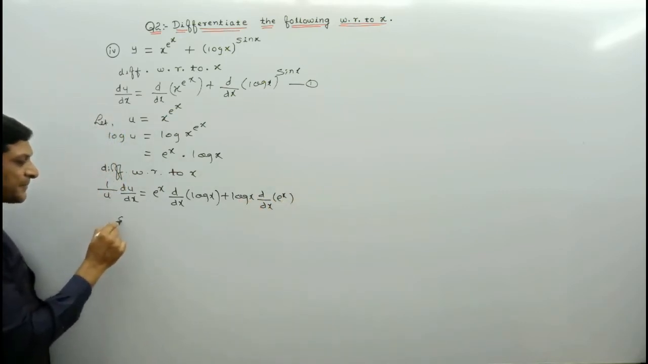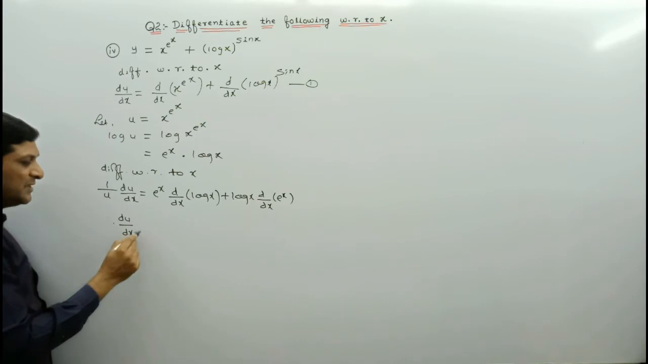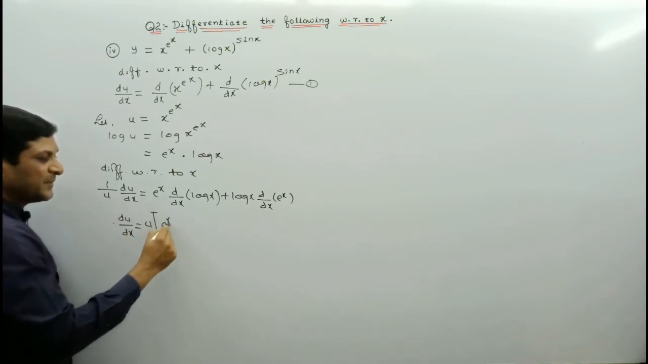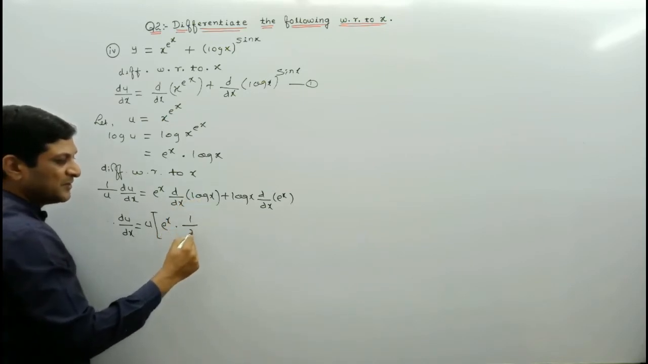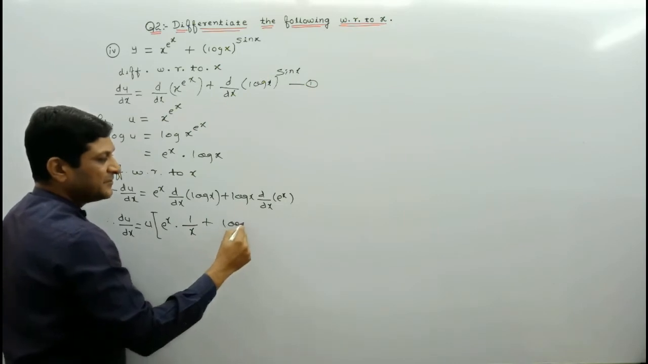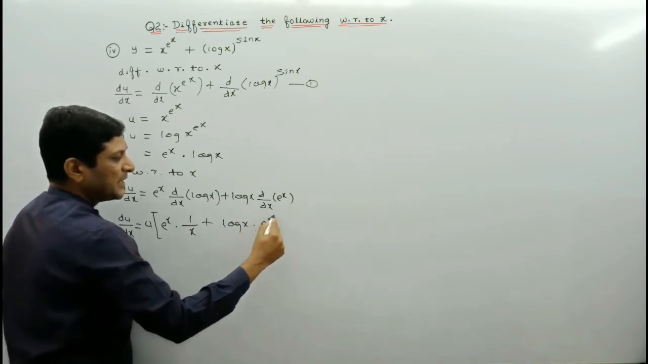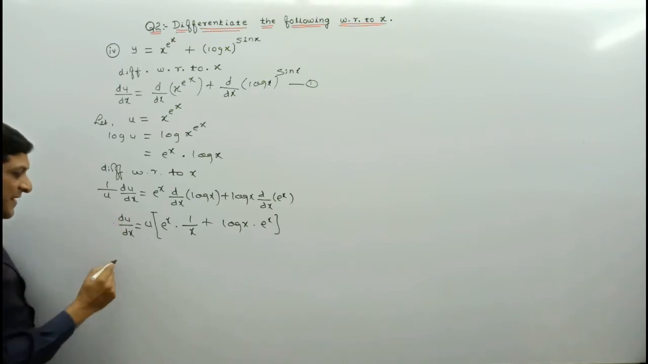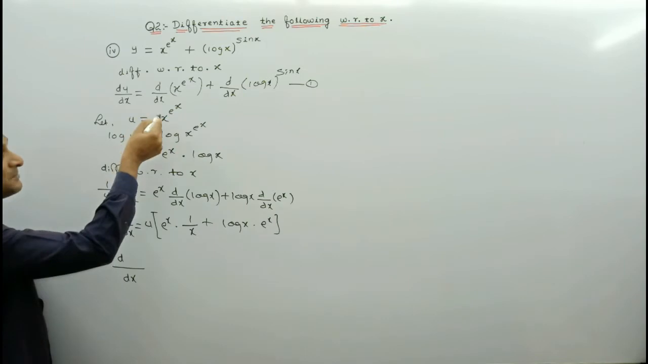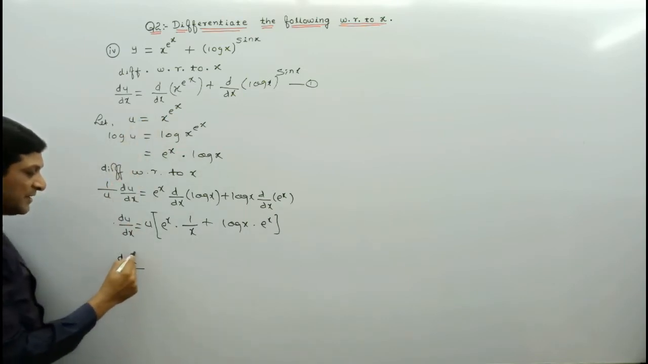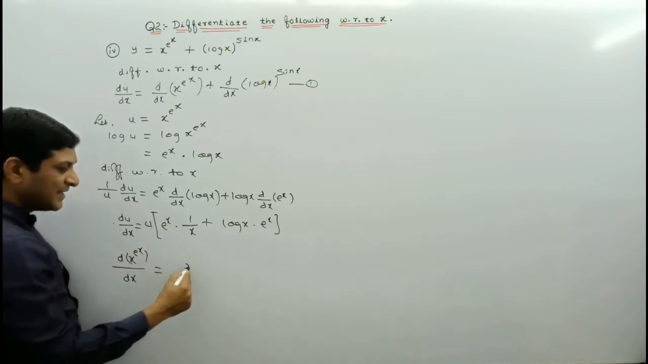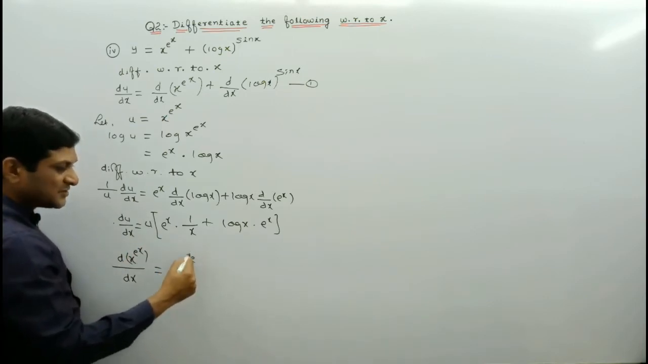So therefore du upon dx will be equal to u, which gets multiplied on this side. So e raised to power x, keep it as it is. What is the derivative of log x? It will be 1 by x. Plus here, derivative of log x, keep it as it is, and derivative of e raised to power x is e raised to power x. Now we are substituting the value of u. So d by dx of u, I am replacing by its value, x raised to power e raised to power x. On this side also I am replacing u by x raised to power e raised to power x.